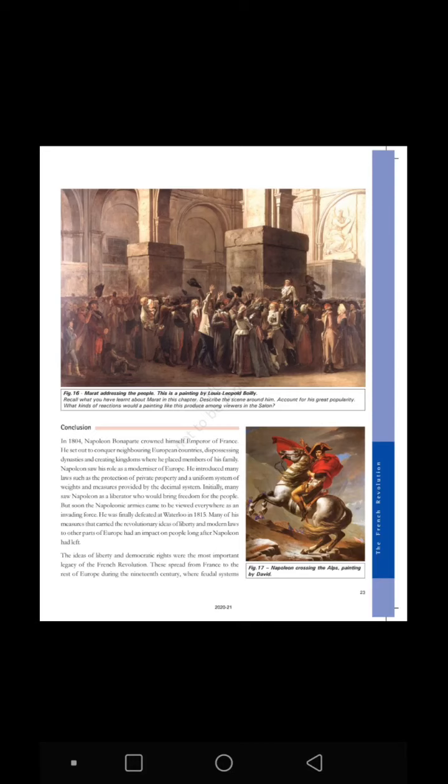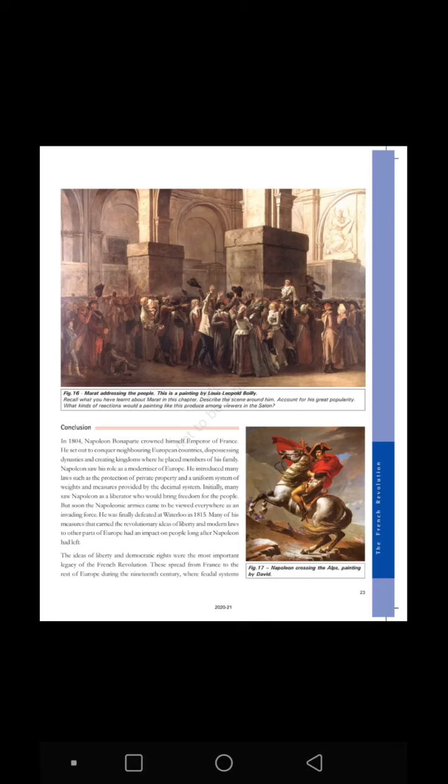Take a look at figure 17. Napoleon crossing the Alps, painting by David. Conclusion. In 1804, Napoleon Bonaparte crowned himself Emperor of France. He set out to conquer neighboring European countries, deposing dynasties and creating kingdoms where he placed members of his family.